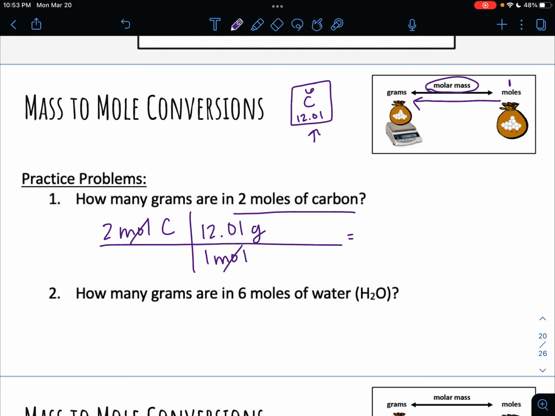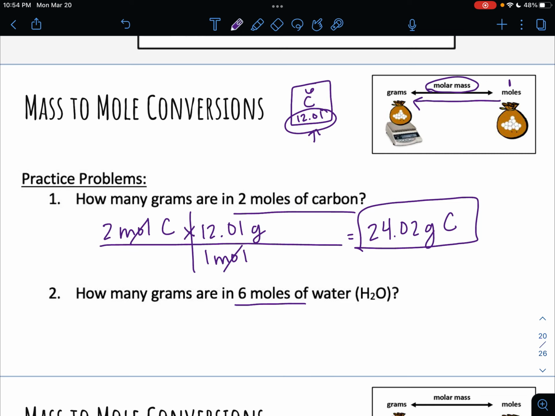So now moles have canceled. I can multiply everything on the top. I get 24.02 grams of carbon. Which makes sense. I know 1 mole weighs 12, so I know that 2 moles are going to weigh twice that. All we're doing is showing our thought process there. Okay, let's look at the next one.